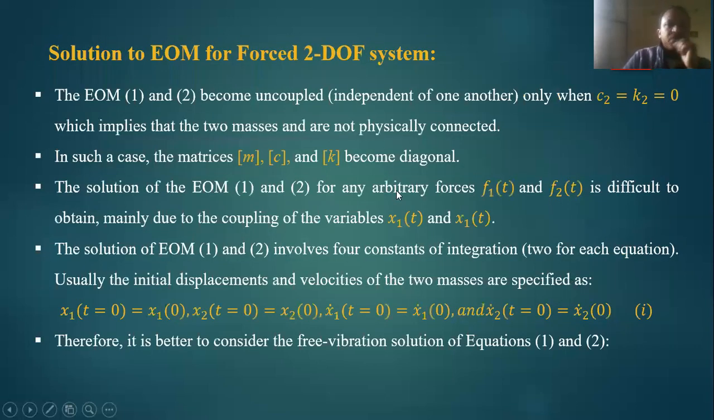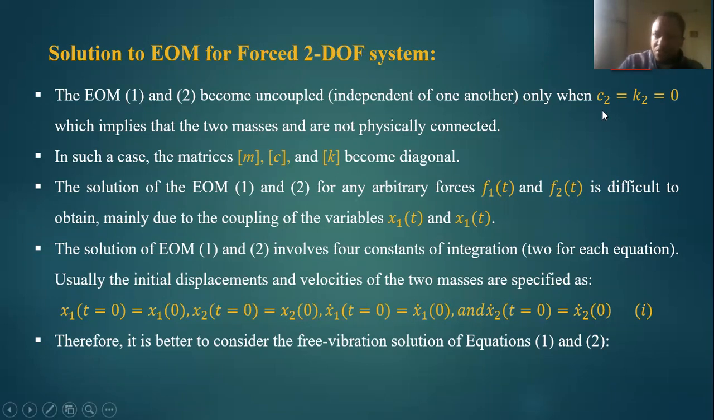The solution to the equation of motion: equations of motion 1 and 2 become uncoupled only when C2 is equal to K2 is equal to 0. C2 equal to K2 equal to 0 means there is no connection from one system to the other. The link is uncoupled, or independent of one another, which implies that the two masses are not physically connected.